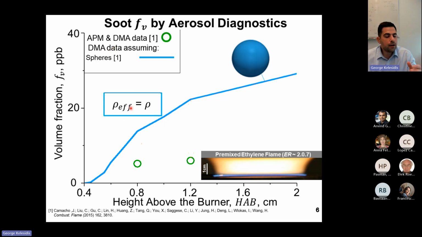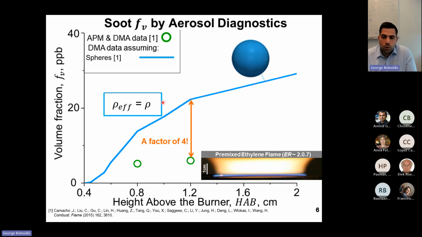In other words, they are neglecting completely the soot effective density and they are using the soot bulk density. They are assuming spheres. So this is, of course, an oversimplification that results in an overestimation of the measured soot volume fraction by a factor of 4. And this overestimation is very large, and it can actually explain, to some extent, the discrepancy between combustion models and data that are often observed in the literature.